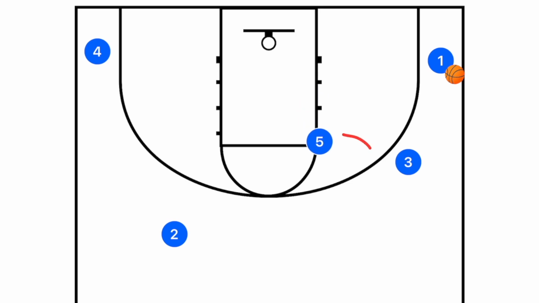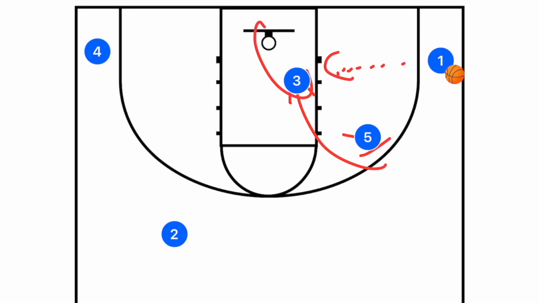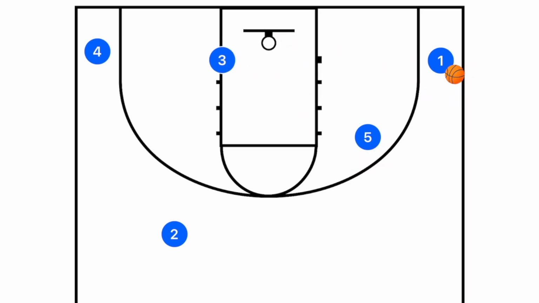Now, what I want to see is a back screen on player 3, and player 3 is going to cut to the basket. This may be a good pass to player 3, who could score. Of course, player 3 or player 1 could have scored a 3-point shot as well. But now we are in the triangle offense on the opposite side. We are now in a weak side triangle offense.